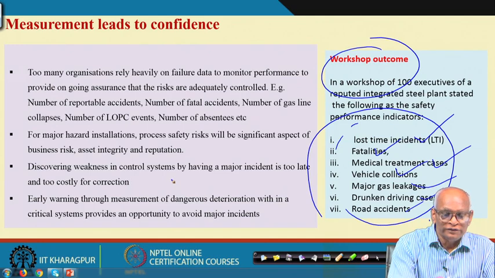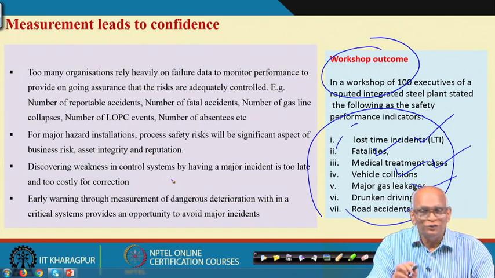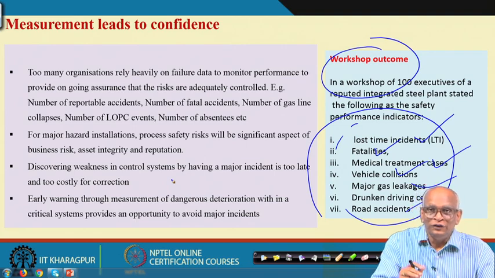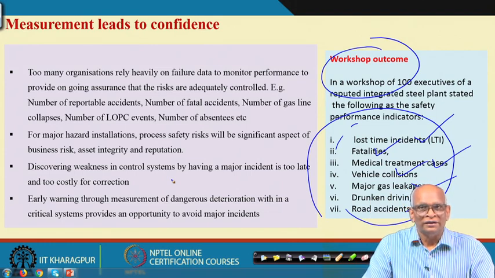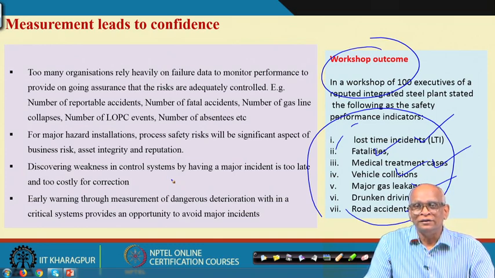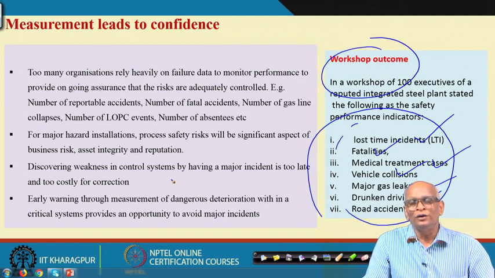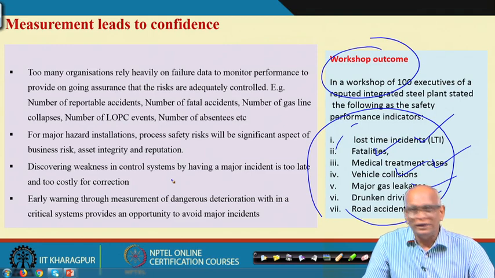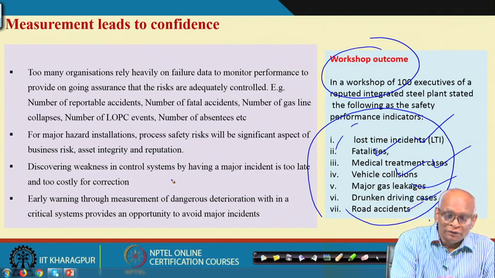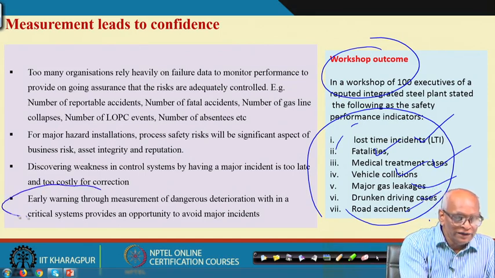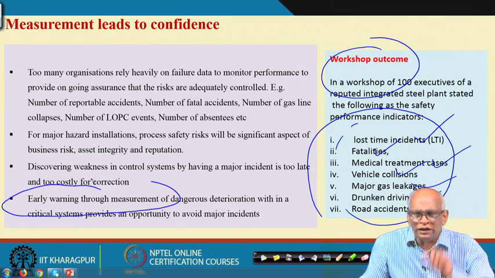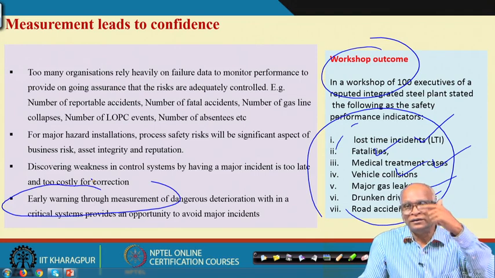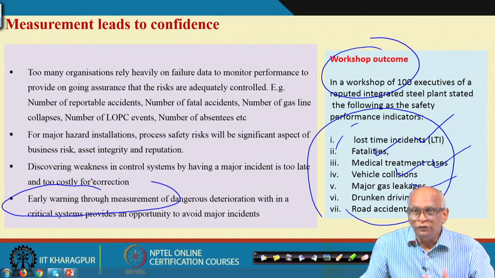Discovering weakness in the control systems by having a major incident is not good. If you feel your system is weak only after a major incident, it is not good. Think of BP, British Petroleum, one of the incidents in the US. People were telling them your system is not good. They said, no, I am not having a major incident, but the major incident happened. What you require is early warning through measurement of dangerous deteriorations. We require early warning before major deteriorations. That will help us.